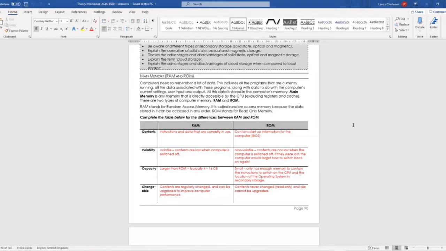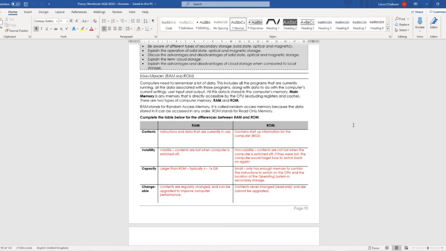And so when we talk about ROM, we're talking about a fixed piece of memory that can't be or shouldn't be wiped. It can't be wiped. It is always there. It's non-volatile. Right, so non-volatile, always there. Capacity, very small. It only needs enough memory to contain the basic instructions to get the computer running. And changeable, so contents are never changed.